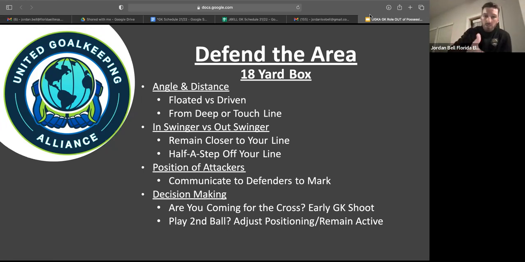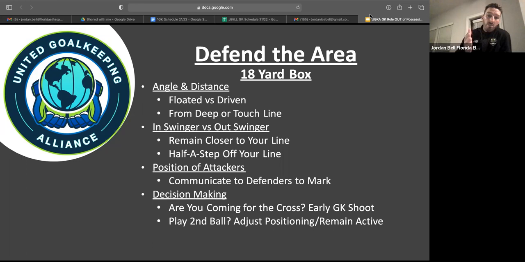So also, you're looking at an in-swinger versus an out-swinger. Are you going to be closer to your goal line? Or are you going to be a half a step off your line? Can someone tell me when you would be half a step off your line? Come off mute. Anybody? You would usually be half a step off your line whenever it's going to be an outswinger, because then you don't have to worry about it going towards your goal. Brilliant answer. I love that, Avery. I couldn't have said it better myself.